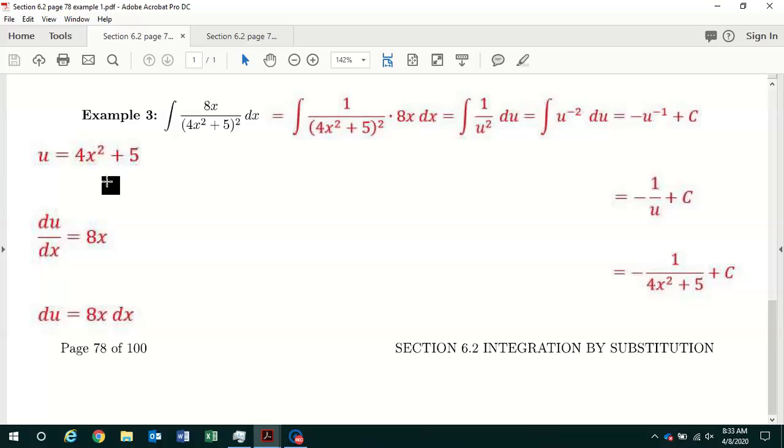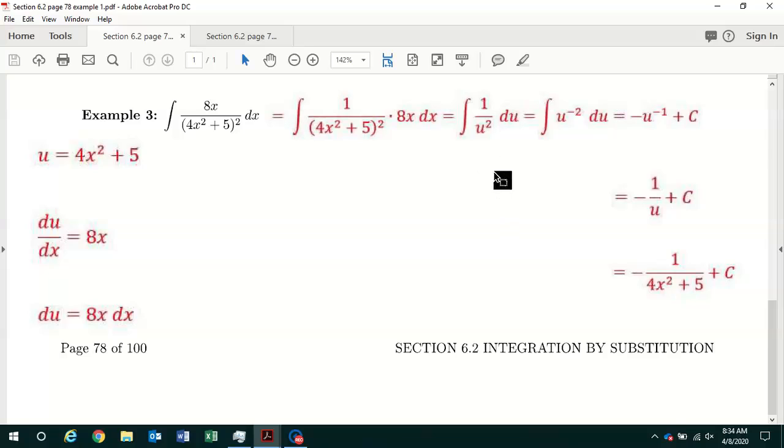So when we do our substitution, we replace 4x squared plus 5 with u, and so when we do that, we end up with 1 over u squared, and then this 8x dx is equal to du. So we've gone from an antiderivative in terms of x to an antiderivative in terms of u. Again, there are no x's anywhere. There can't be an x anywhere.